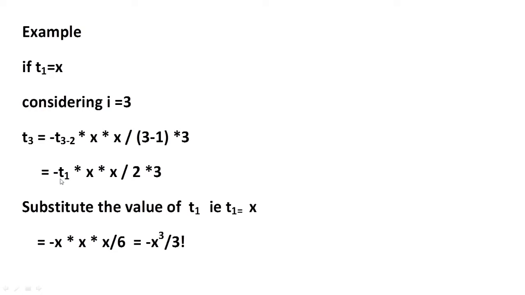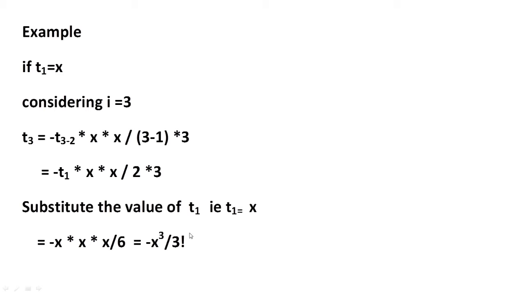Now we get the term T1, and we know that T1 is x. Substituting the value of T1 equal to x into this equation, we get minus of x into x divided by 2 into 3, that is 6, which is nothing but minus of x raised to 3 divided by 3 factorial.